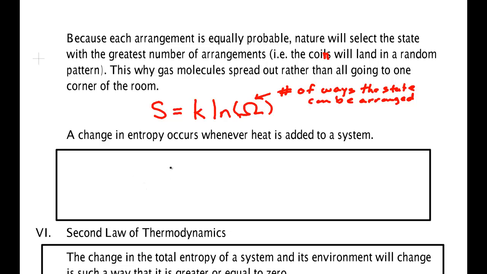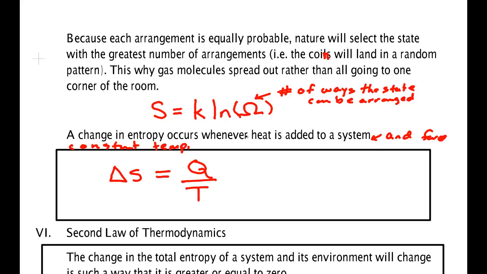Now it turns out that that's not what we tend to do. What we tend to do in this course is to calculate entropy for constant temperature problems. So a change in entropy occurs whenever heat is added to a system, and for constant temperature, which is the only thing we'll consider, you can calculate the change in entropy as equal to the heat divided by T. Again, this only works for constant temperature, but that's all we'll be considering.